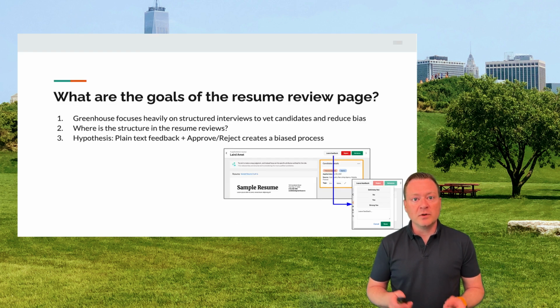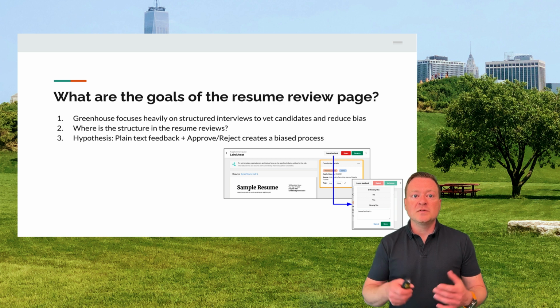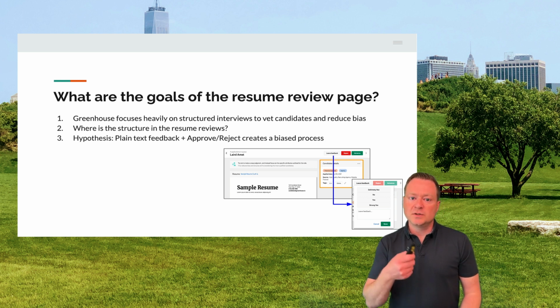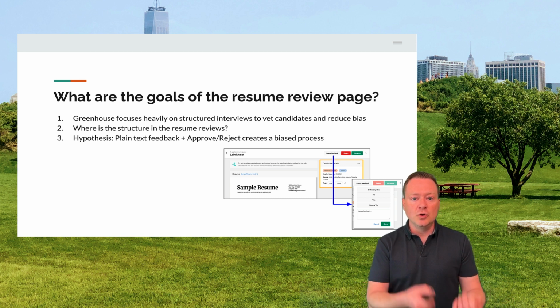And now what are the goals of the resume review page? So that was navigating and flipping through resumes. Now one step deeper on this page, Greenhouse focuses heavily on setting up criteria when you interview. Here are the 5 criteria. We're measuring communication skills and problem-solving skills and collaboration and empathy, etc. Every company sets up their own factors, and then you can grade individual candidates during an interview on those factors and then decide how to handle the candidate.